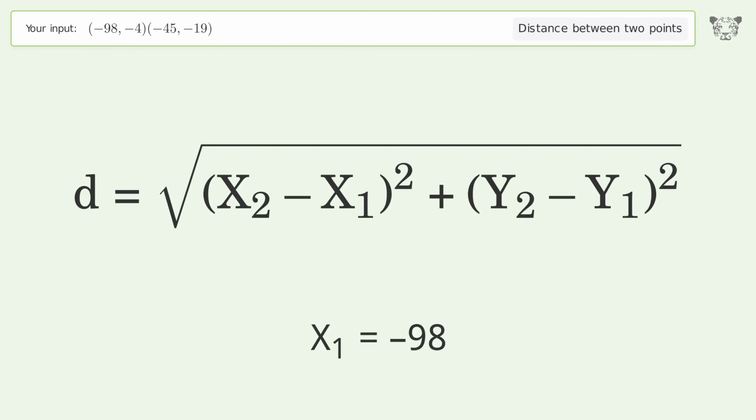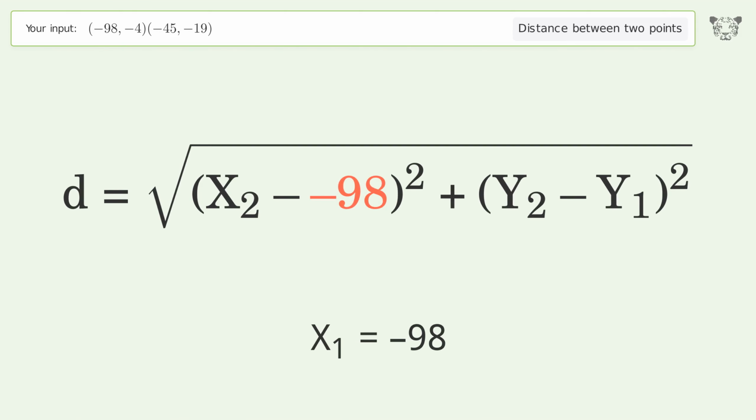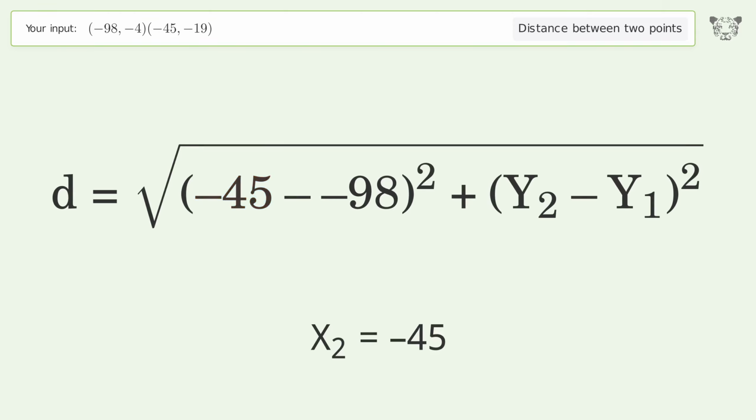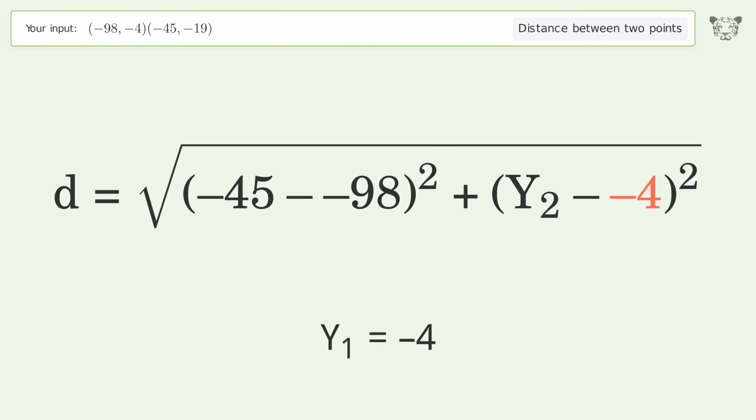x1 equals -98. x2 equals -45. y1 equals -4. y2 equals -19.